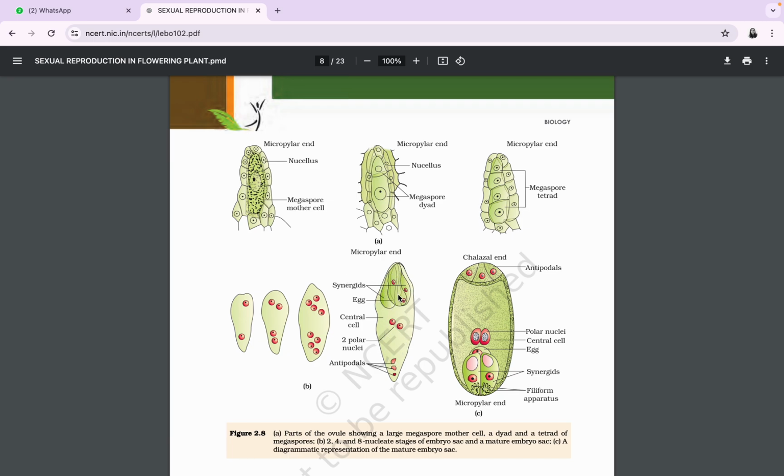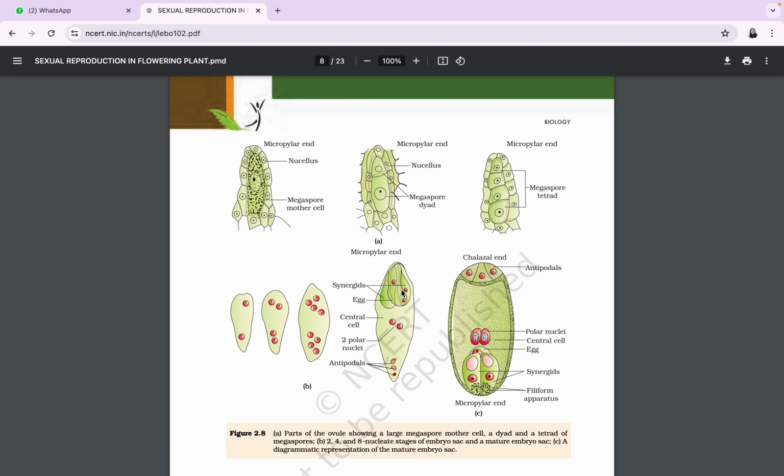Then what happened? The cell wall formation took place, and when the cell wall formation took place, the synergids were formed at the micropylar end, antipodals were formed at the chalazial end, and 2 nuclei moved towards the center, and this all together is a central cell with 2 nuclei, and we call them polar nuclei.